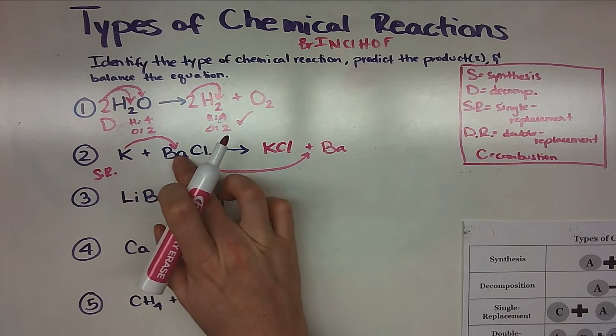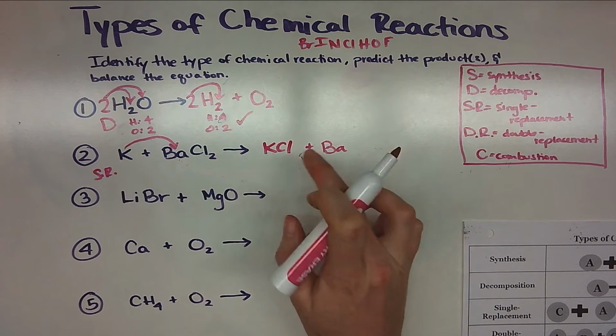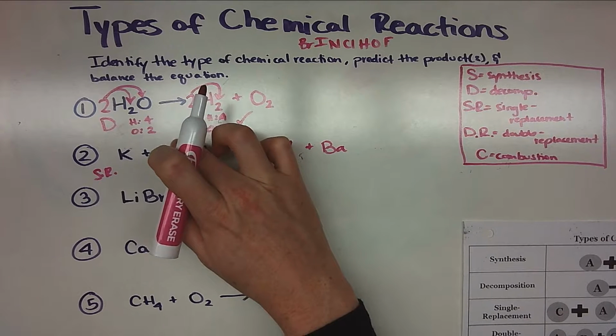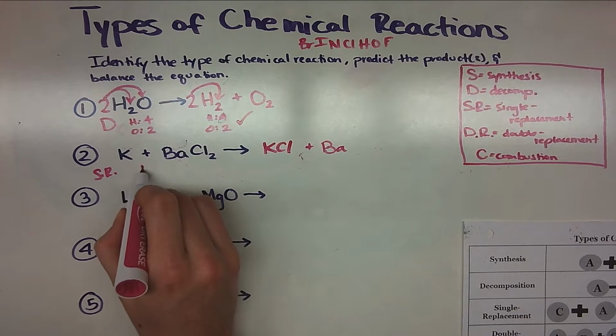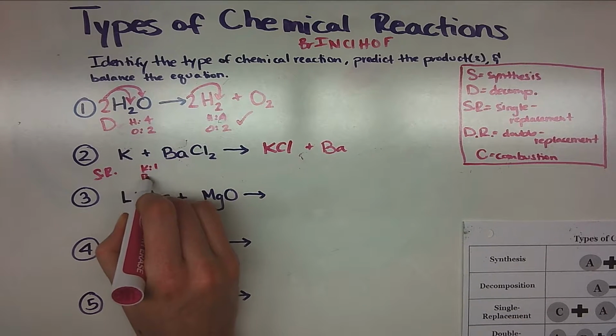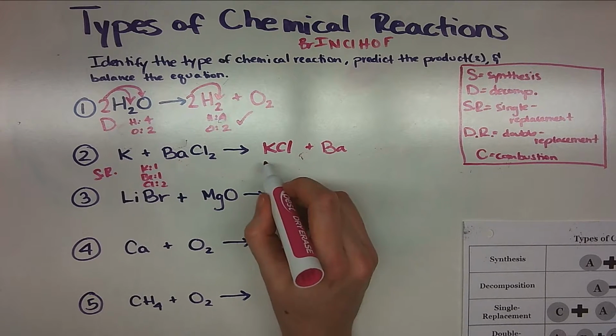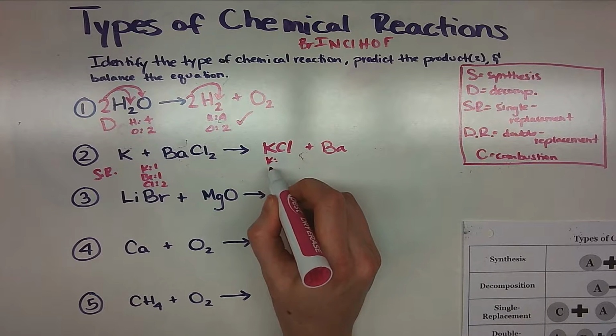Right, now I need to balance my equation, so I'm going to erase my arrows. Alright, I have 1 potassium, 1 barium, and I have 2 chlorine on my reactant side. On my product side, I have 1 of everything.